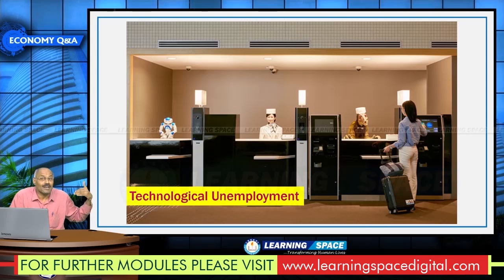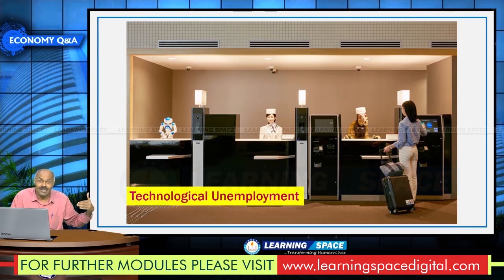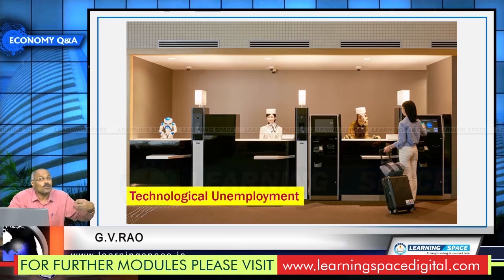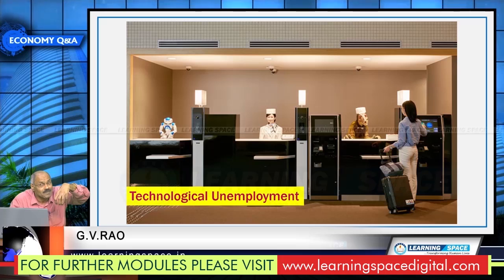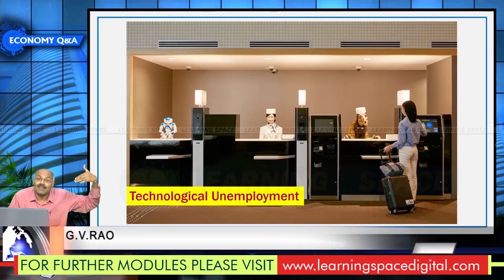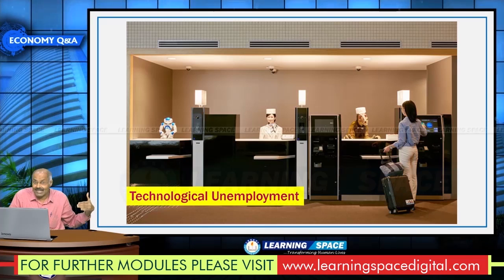Let us look at another type of unemployment, that is technological unemployment. Nowadays, the robots are coming. Robots are coming as the receptionists. In hotels, in banks, robots are coming as receptionists. Because a robot is sitting as a receptionist, people are losing jobs. That is technological unemployment.